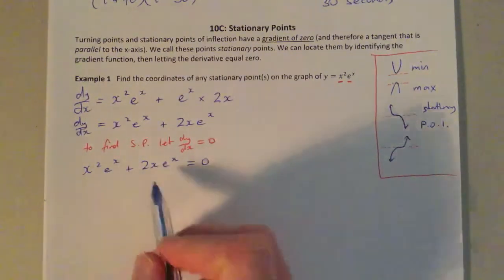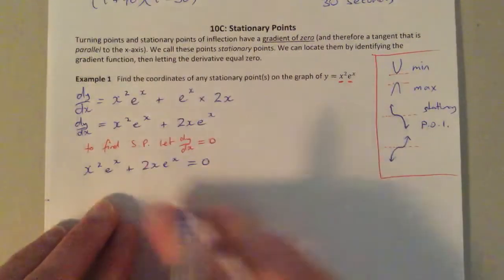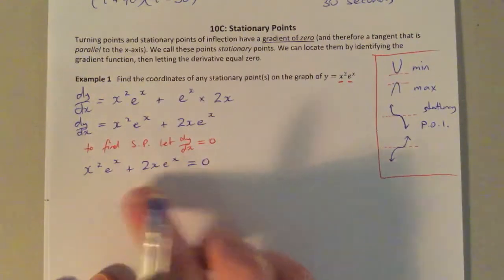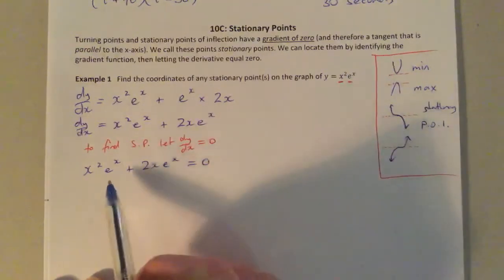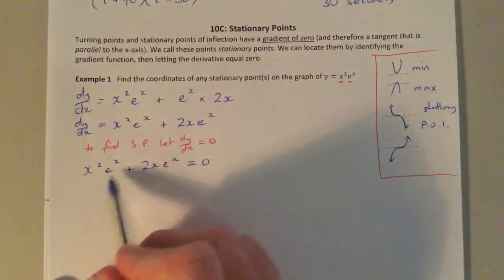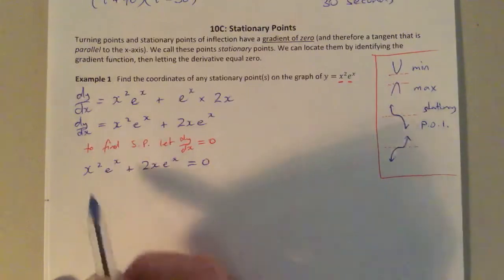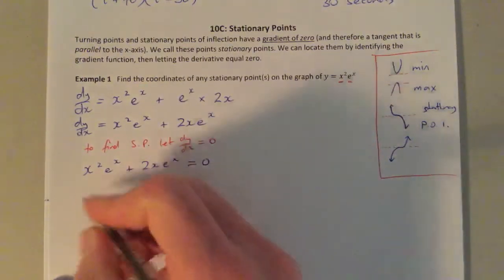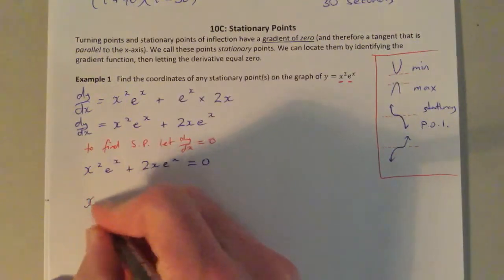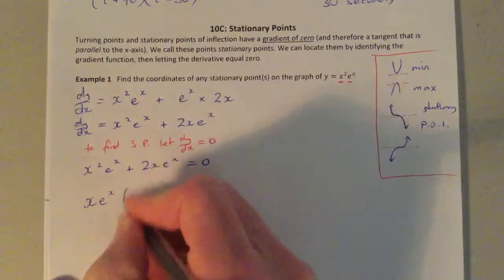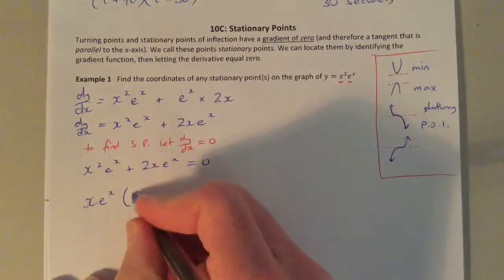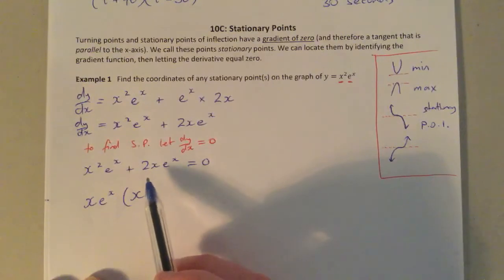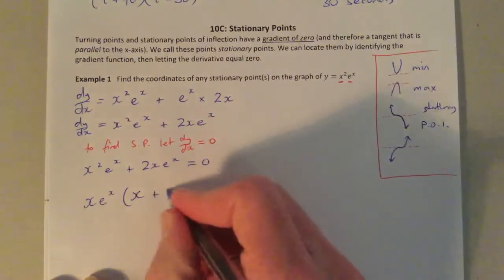If we're trying to solve this and we're not allowed to use our calculator, maybe we can try doing some factorizing. We've got everything on the left-hand side of the equation and an equals 0. Let's see if we can factorize this. We've got e to the power of x as a common factor of both terms, and we also have x as a common factor of both terms. So we could take out x e to the x, and what we'd be left with is 1x in that first term, and a 2 in the second term, so x plus 2.